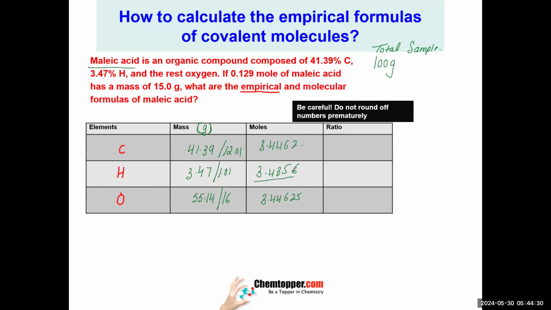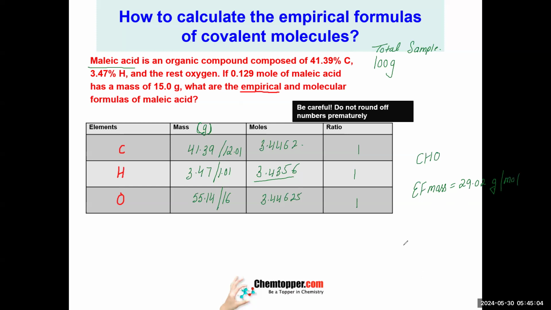Which number is the smallest? This one? I think they are very close. So what's the ratio? 1 is to 1 is to 1. Very good, Amodita, very fast. So what's the empirical formula? CHO. What's the empirical formula mass? 12 plus 1 plus 16, 29.02, okay. Grams per mole. Empirical formula mass, grams per mole.